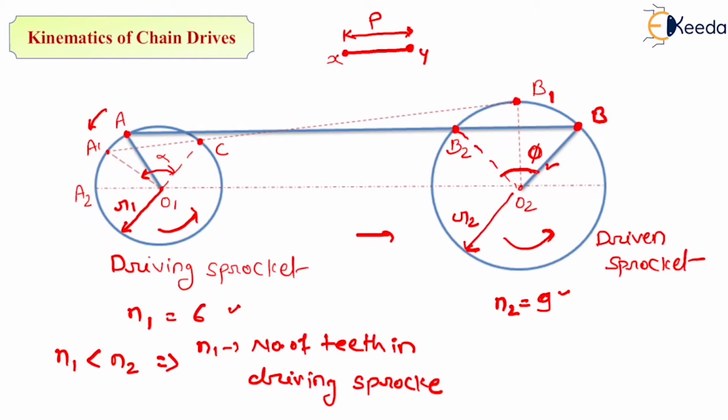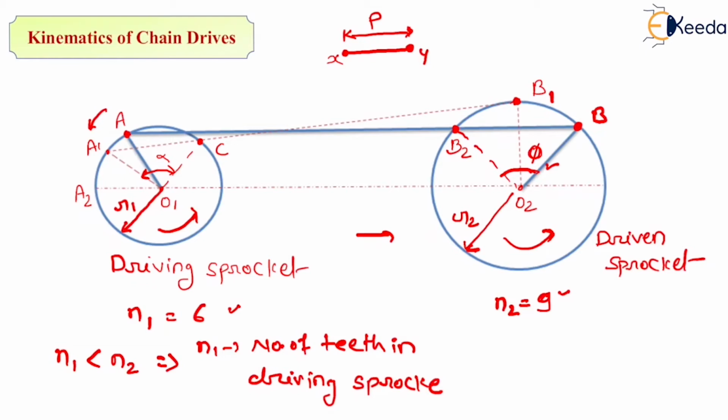Now, if we want to define the speed of the driving sprocket as well as the speed of the driven sprocket, we have to determine it with the help of the change in position of the hinge point or hinge joint over the driver or the driven. So, when A and B are in initial position, when there is no motion or rotation in the driving sprocket and the driven sprocket.